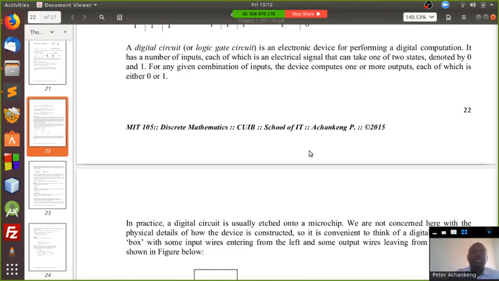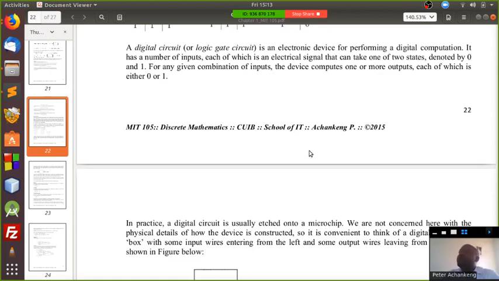Okay, so where are we? Digital circuit, logic gates. So we say a digital circuit is an electronic device for performing digital computation. I was just trying to say that the processor of your computer is actually like a digital circuit, and it has all of these gates integrated within it, so it permits you to carry out all kinds of computation.